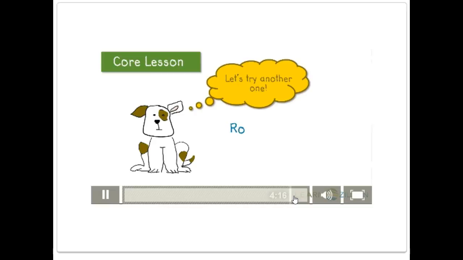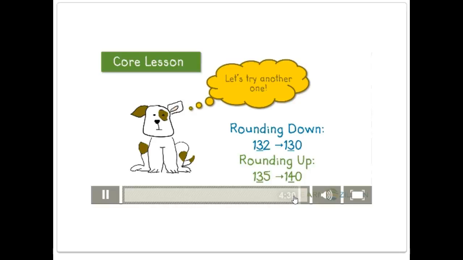Let's try another one. Let's round down. When we round 132, it turns into 130. The 3 stays the same and the 2 turns into a 0. If we round up, 135 is at the midpoint and it would round up to 140. Notice again the 3 turns into a 4.